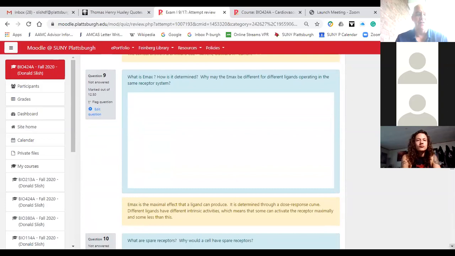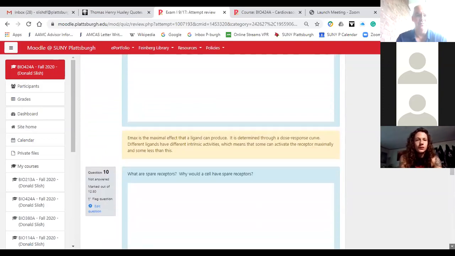What is Emax? How is it determined? Why may the Emax be different for different ligands? I think this was a pretty easy one, at least I hope it was. Emax is the maximal effect you can get in a tissue. It's determined through a dose response curve. Why can Emax be different? Because you've got different intrinsic activities for different ligands. Each one has got a different ability to activate that receptor.